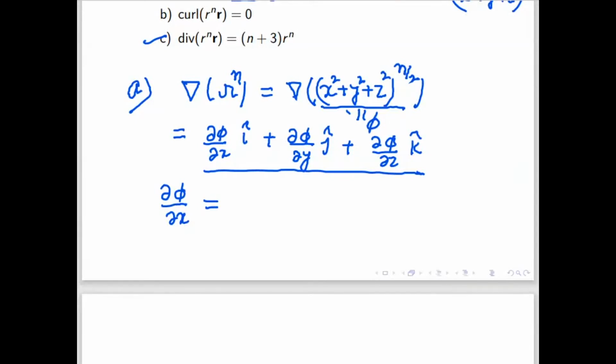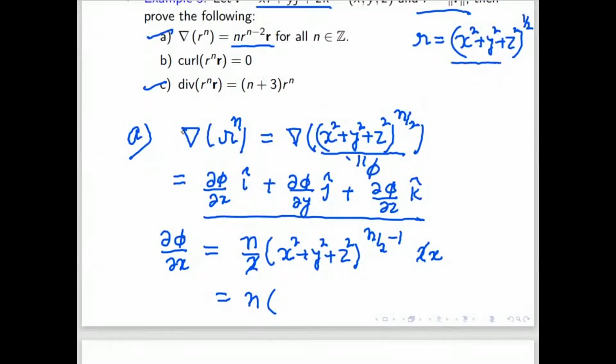Can anyone tell? n by 2. Yeah, n by 2. The whole thing to the power n by 2 minus 1, and this into the derivative of 2x, which is 2x. And this 2 will cancel out, so you will get n.